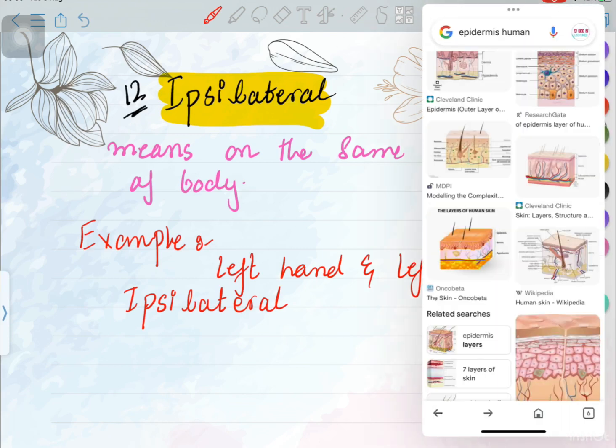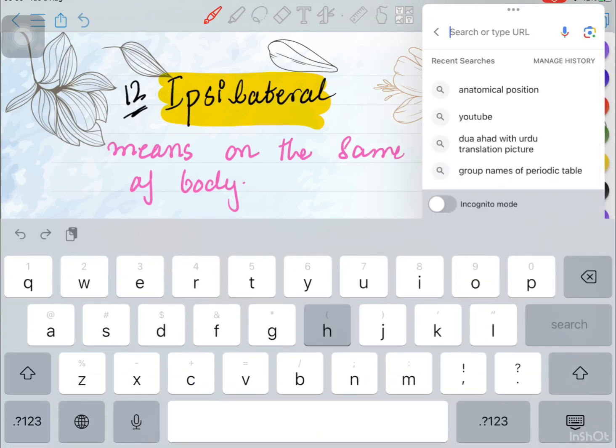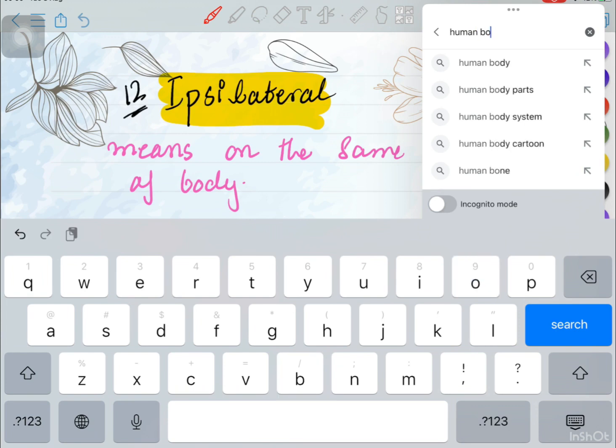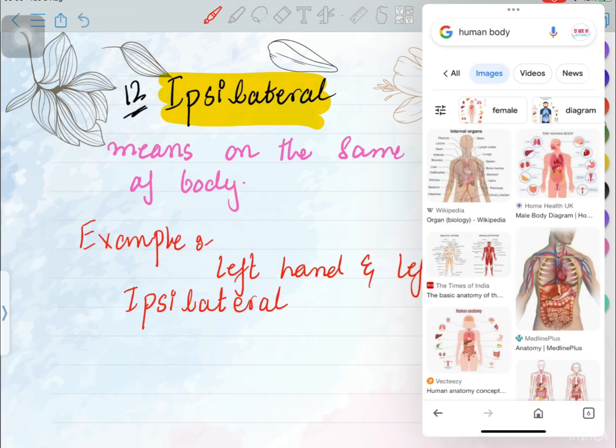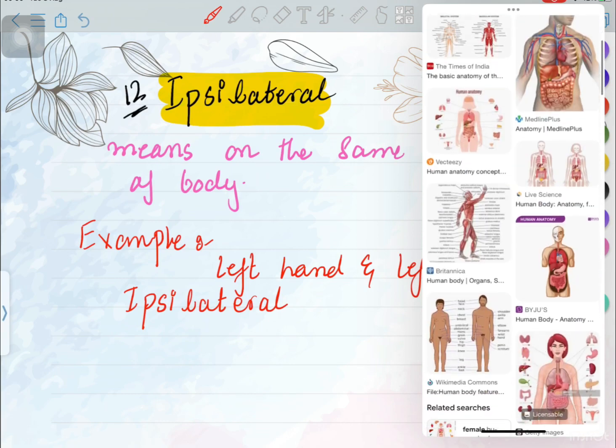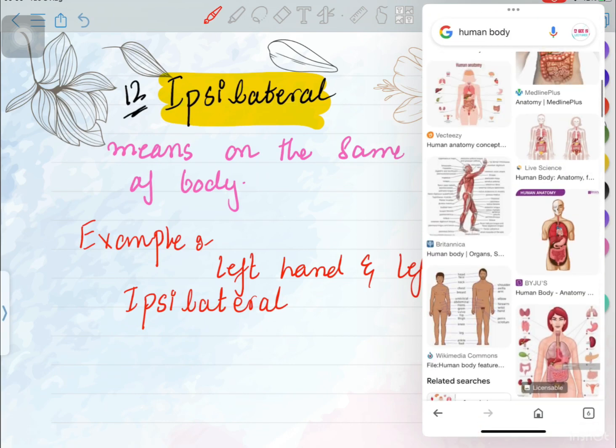They are on the same side. Okay, they are ipsilateral. They are ipsilateral to each other, so it's easier for us. So, human body, if you see here, I will highlight it for you so that it becomes easier for you to understand. Let me take a picture.